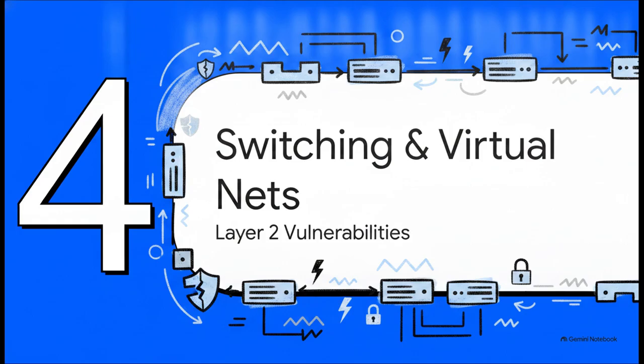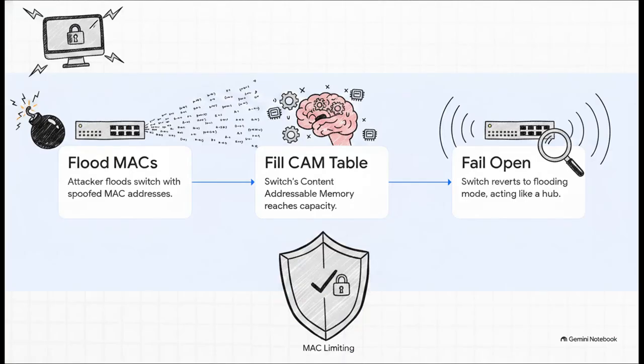Okay, let's move down to Layer 2 for Section 4, Switching and Virtual Networks, where we'll look at how we manage traffic and vulnerabilities at the switch level. This step-by-step breakdown shows exactly how an attacker can force a perfectly secure switch to suddenly act like a legacy insecure hub. In a MAC flooding attack, the bad guy literally bombards the switch with thousands of spoofed MAC addresses. The switch, trying to do its job, attempts to learn them all, and eventually its content-addressable memory, the CAM table, fills up to maximum capacity.